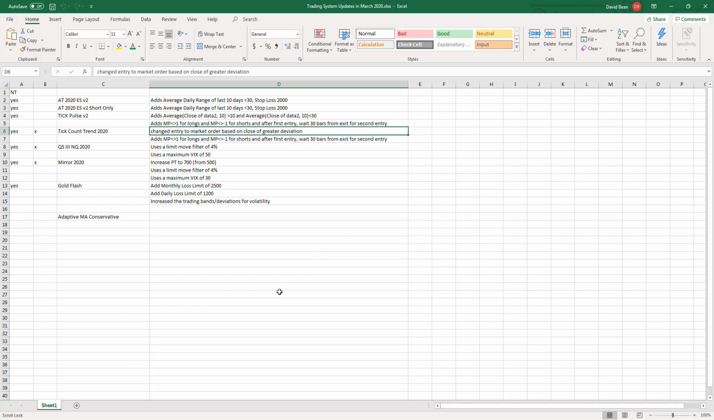And then on Tick Count Trend 2020, we change it to a market order and require greater deviation from what we normally had, so there won't be as many trades all at once. You won't have clusters of trades. You also wait 30 bars, and since these are 1 minute bars, you wait 30 minutes from an exit to the next entry. Space it out, slow it down during high volatility.